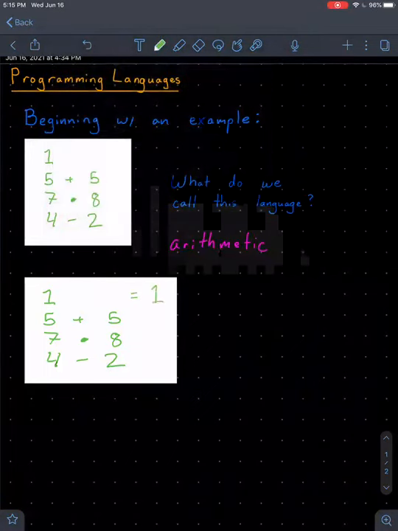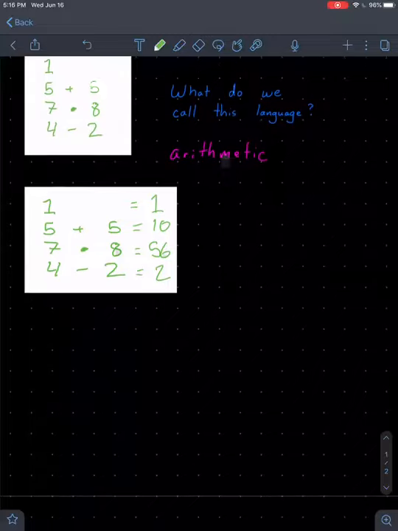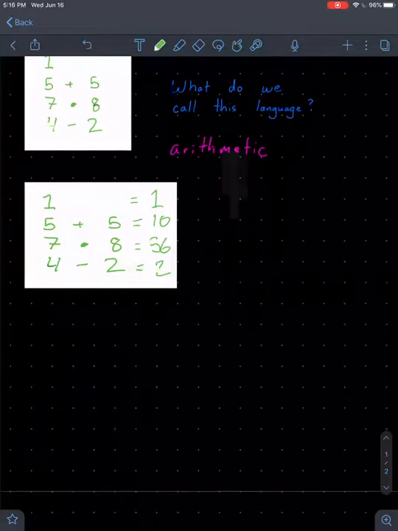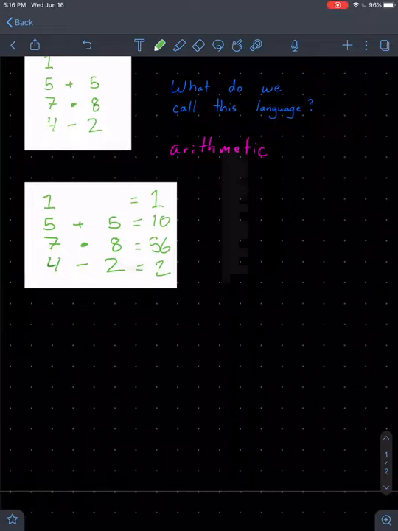1 equals 1 if we were to evaluate it. There are no operations in there. It's a value, an answer, right? 5 is 10. 7 times 8 is 56, I hope. 4 minus 2 is 2. Simple, right? Yeah, I think that's the right answer. So we can evaluate these expressions. That's a property of the language, that they have an evaluation or a meaning, right?